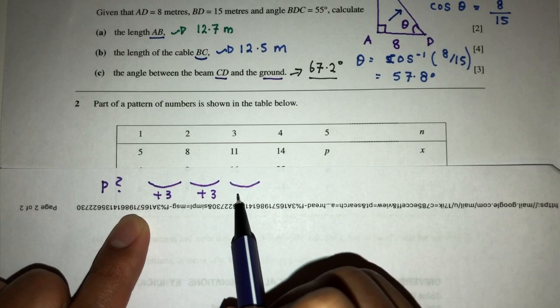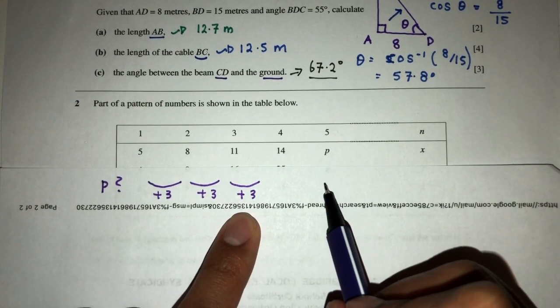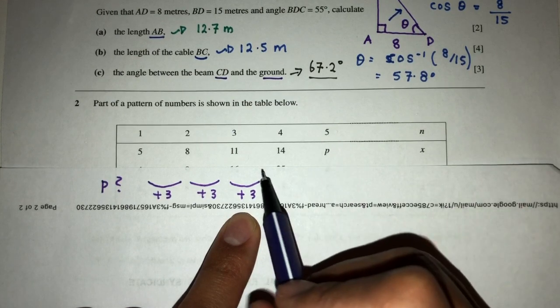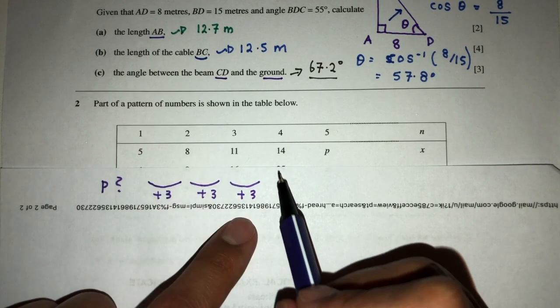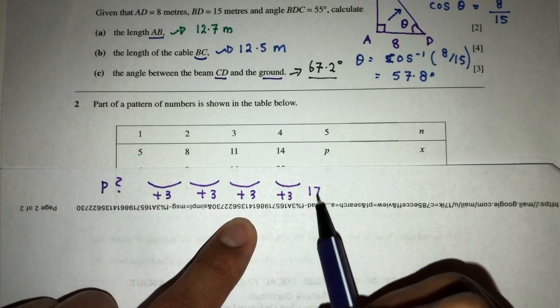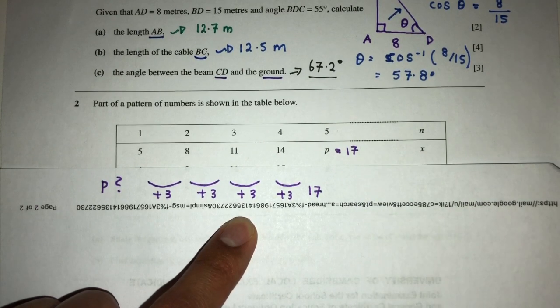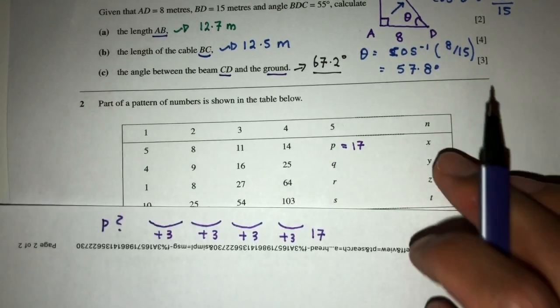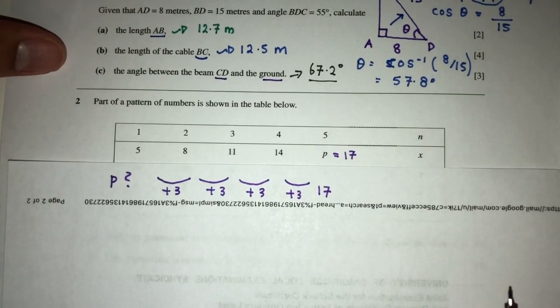And of 3. Now, whenever you see that, this is pretty easy, right? Because you just have to add 3 again. So 3, 3, 3, 14, plus 3 again, that will be 17. So P has to be 17. This is pretty easy. I guess I will explain the nth term for the value of x. Or we can do it right away. Why not? Let's not waste time.